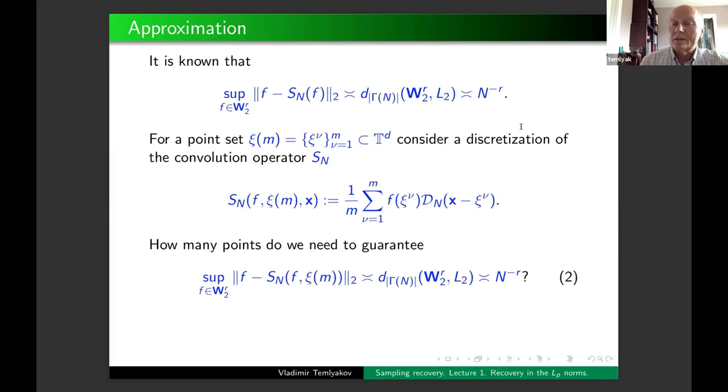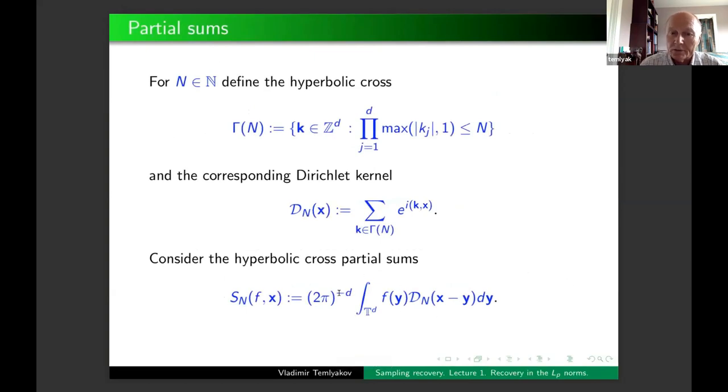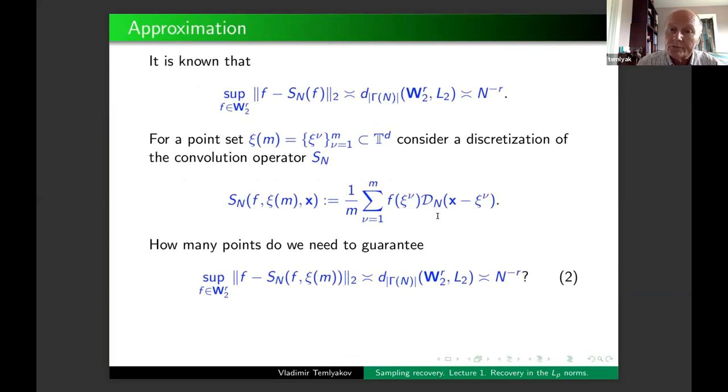But now the question is, and it is an open question. We don't know the best order of the recovery in this case, the class in L2 and we are recovering in L2. But let me formulate this now in a very specific form. So what was this operator S_n? Remember, this was the convolution with the Dirichlet kernel. And in the univariate case, you remember that if you discretize this, so instead of integration with respect to y, you write the corresponding sum and the y's are the zeros of the Dirichlet kernel, then that operator was pretty good. And the question now is, can we do this for the hyperbolic crosses? So instead of the integral, we discretize that convolution in this sum. Certainly here is a parameter m, and you should choose these points in a clever way.